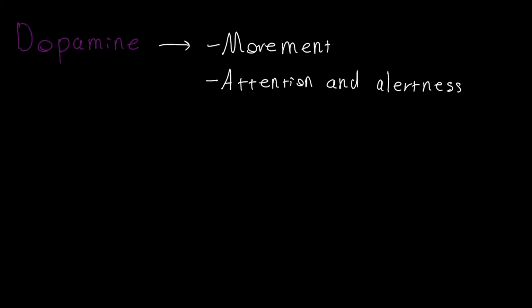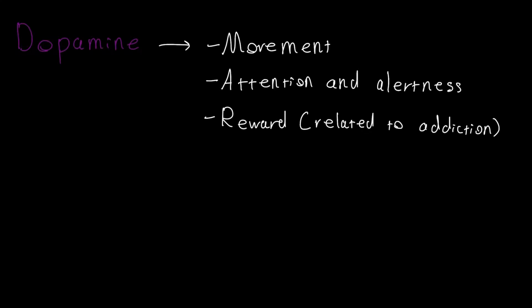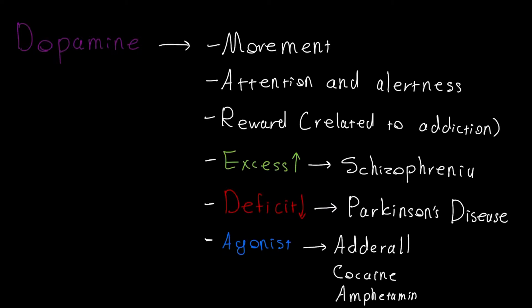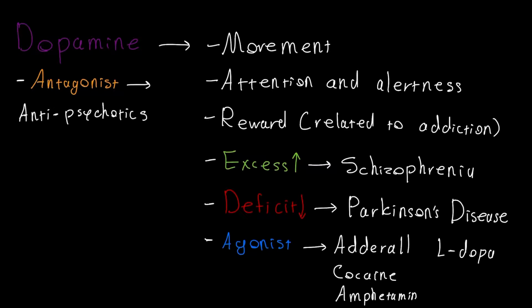Next, we have dopamine. Dopamine is involved in movement and attention and alertness. It is also related to reward and could be involved in addiction. Excess of dopamine causes schizophrenia, and deficit of dopamine causes Parkinson's disease. Agonists of dopamine are Adderall, cocaine, amphetamines, and L-Dopa. Antagonists would be antipsychotics, and an example of that would be Thorazine.